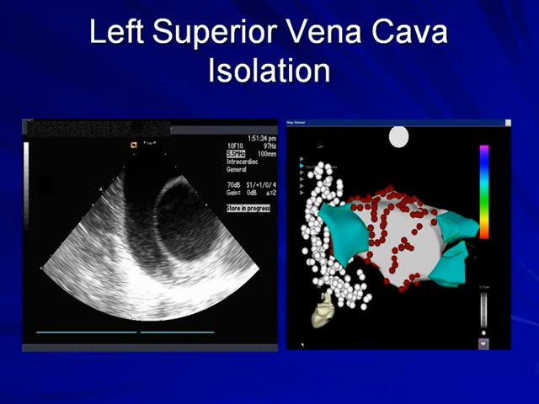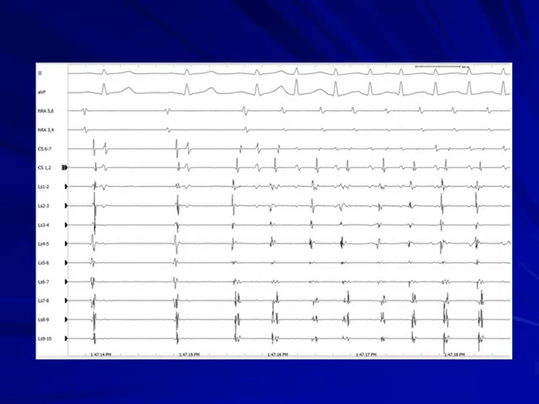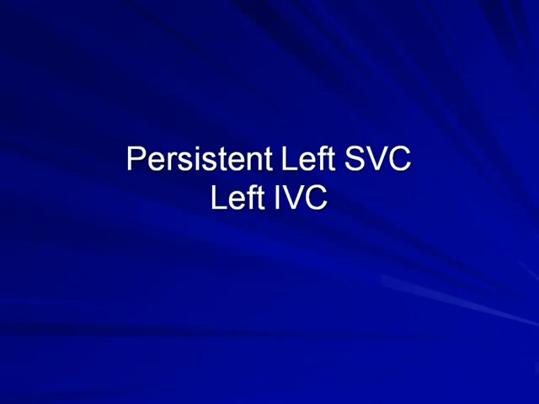Here is just a CARTO map, not the same patient, actually a different patient with persistent left SVC, as you can see. There is isolation of the left veins as you would normally expect, but a whole lot of lesions here in the left SVC, and the point is, if you ignore that and you don't isolate it, they'll be back. It's just another endocardial view of the same thing. This is firing from that venous structure in the process of it.